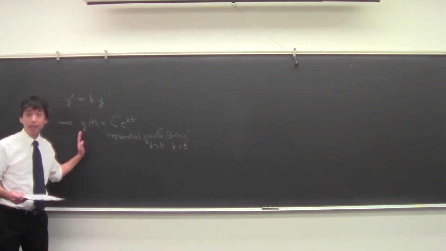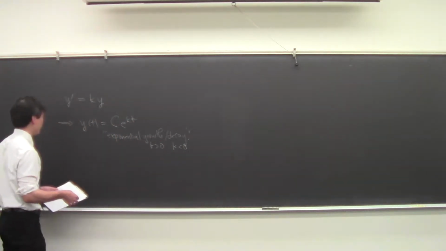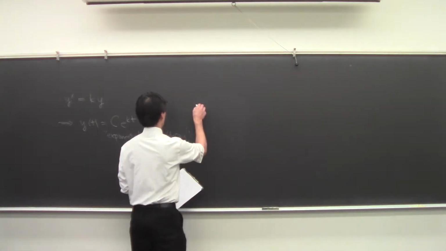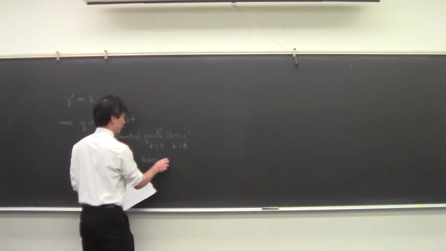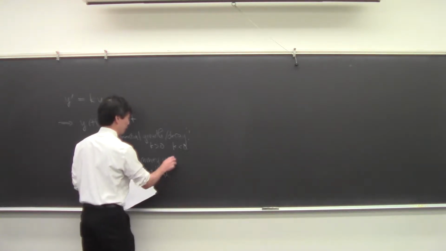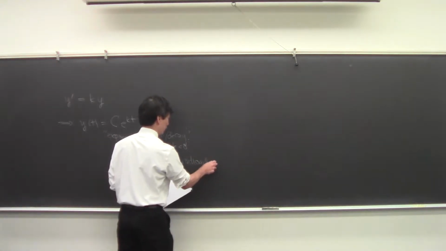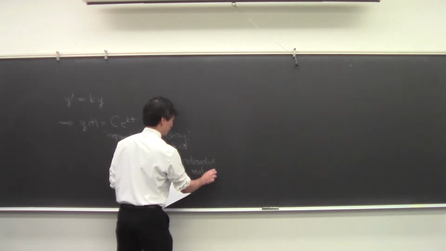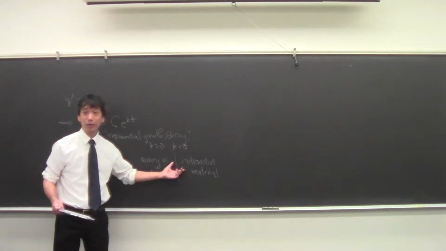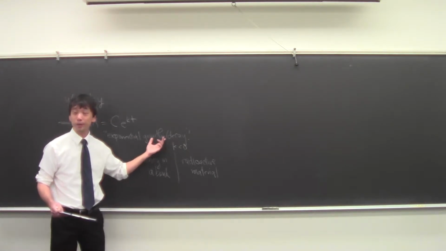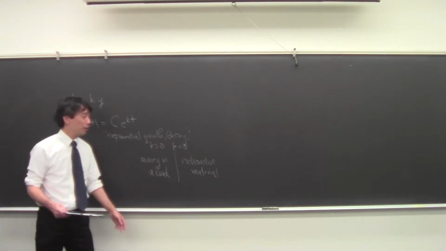The standard examples of exponential growth or decay are, well, for growth, one usually uses money in a bank, and for decay, one usually talks about radioactive material. So these are examples of things that undergo exponential growth and decay in the real world.